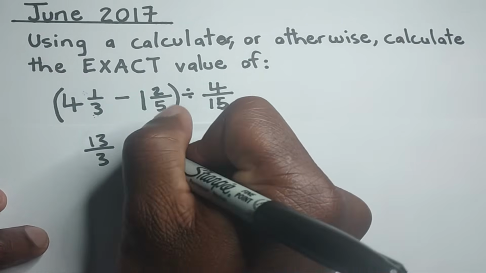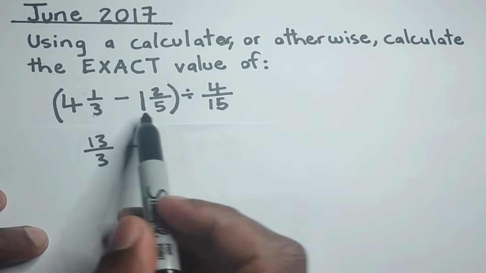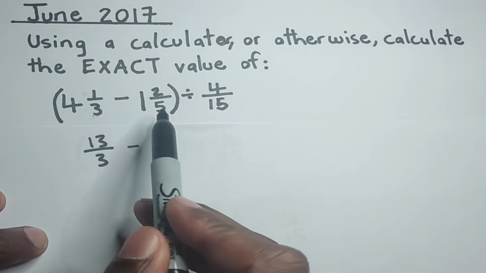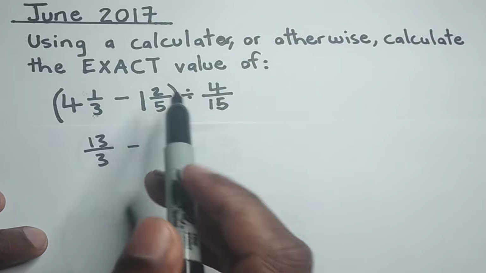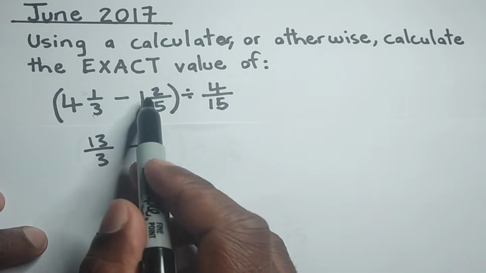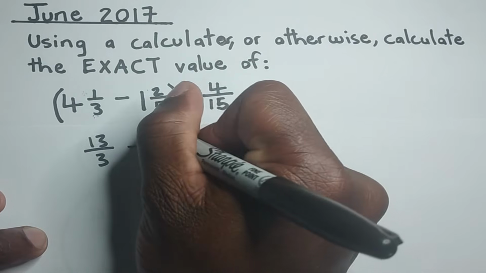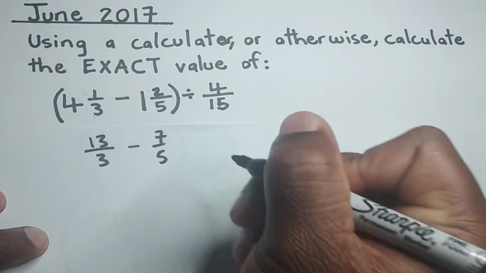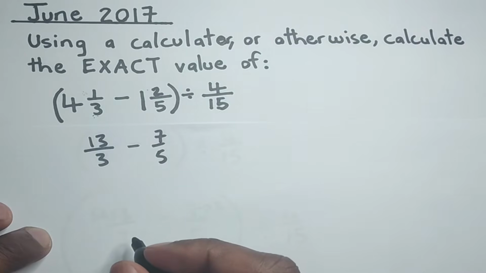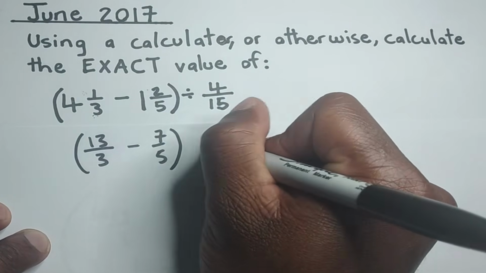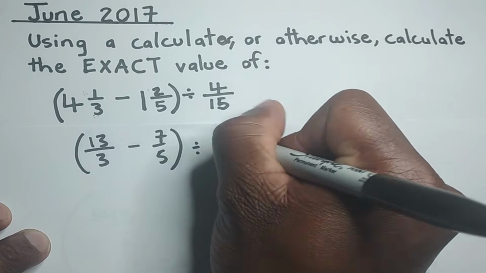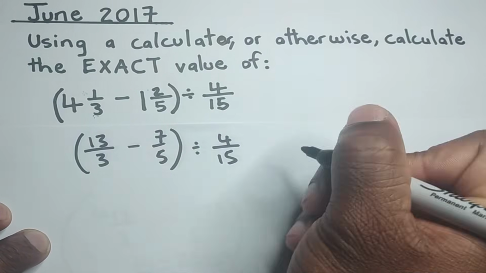So 13 over 3 minus, and again we do the same thing, 1 times 5, that's 5, and then we add the result that we got to the numerator. So 5 plus 2, that's 7 over 5. Now remember we had this in brackets, can't forget about that, and we have divided by 4 over 15.